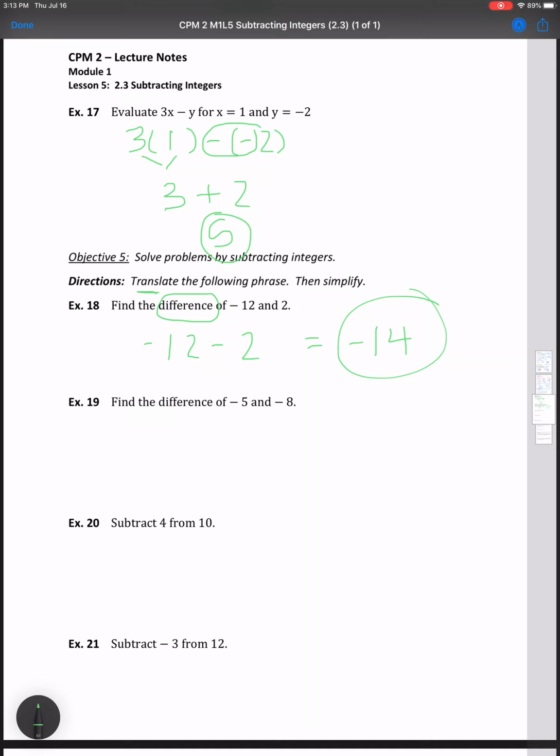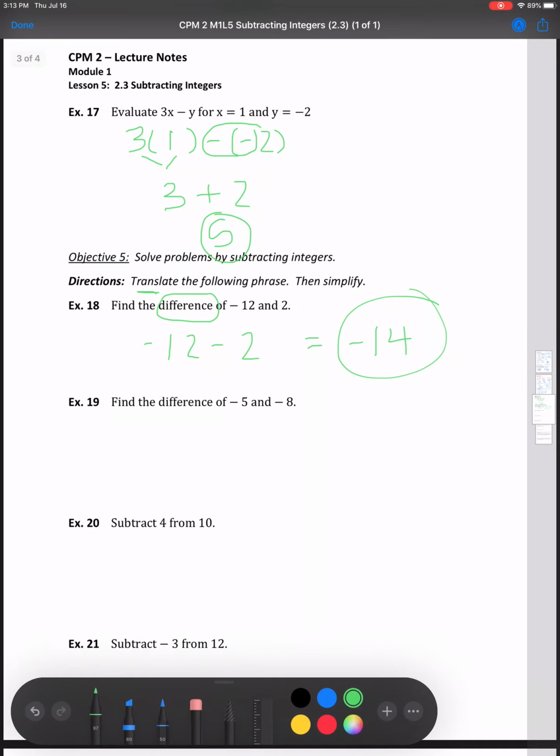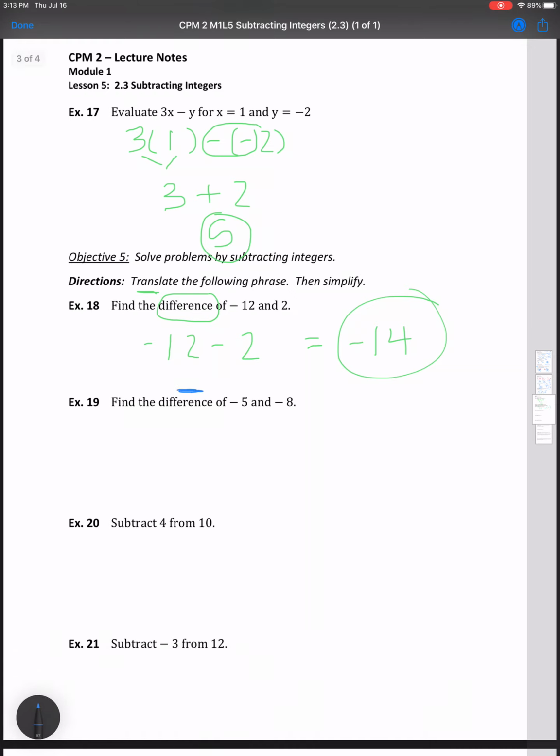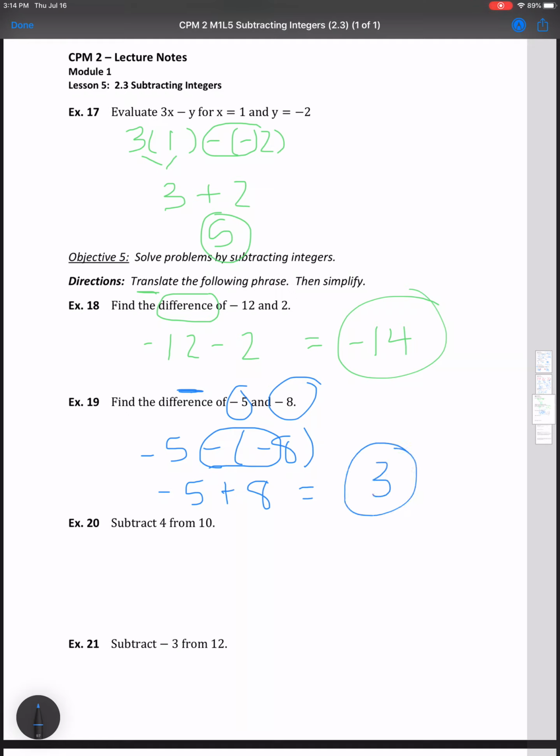Okay, number 19, find the difference, and here's where it gets tricky. Find the difference. So again, I'm going to subtract these two numbers. Do you notice I'm subtracting two negative numbers? That's why there's two negative signs right here in a row. And we know that really means to add, right? So clean that up. Then ask yourself, same sign or different? Different. So subtract, keep the sign of the larger.